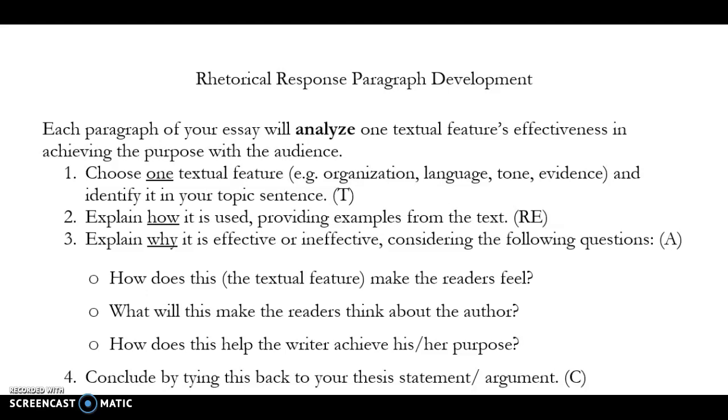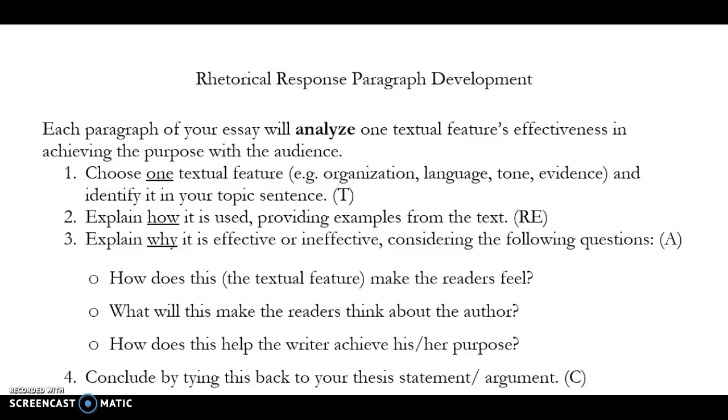Rather than saying, I'm analyzing the author's tone, you might say, I'm analyzing the author's humorous tone. And then suddenly you're able to find those specific examples and speak to them more specifically in your writing. So choosing one textual feature, some quality of the text, you're going to provide an example of it and then talk about why it's effective. That is the purpose of the paragraph.